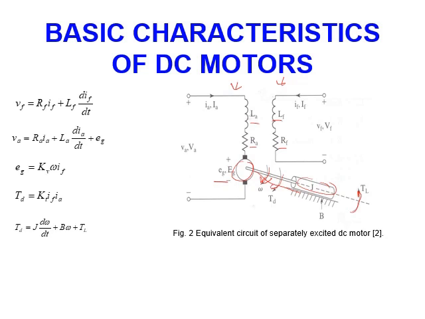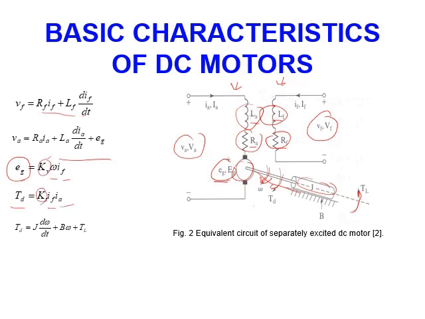As you can see here, the voltage applied across the field is L di over dt plus Ri. The same thing for the armature: the voltage applied across the armature is the voltage across the inductance, L di over dt, plus IR across the resistance, plus the back EMF. The back EMF is a function of speed and field current, while the torque delivered from the motor is a function of the field current and armature current. Here are constants. The torque delivered equals J dω over dt plus Bω plus T_L. You already studied this, but I just remind you.